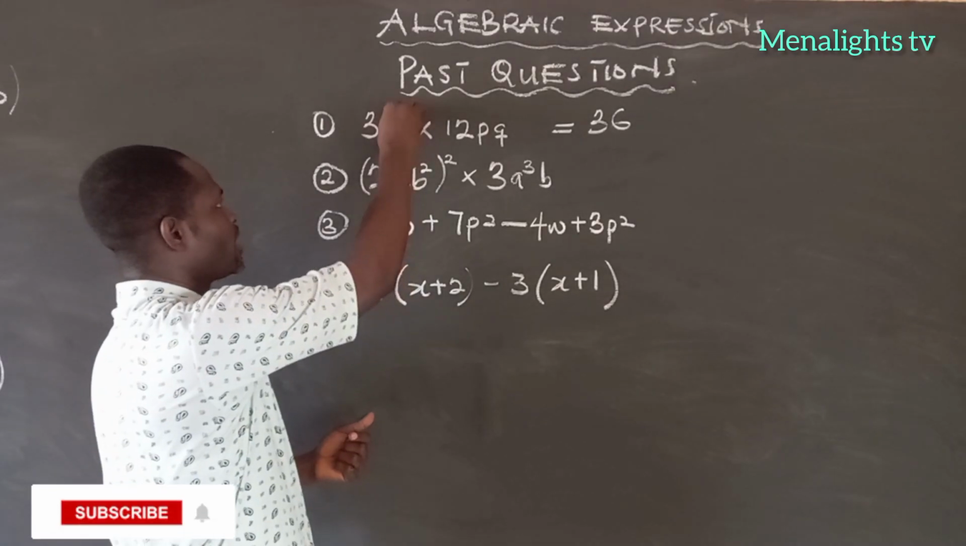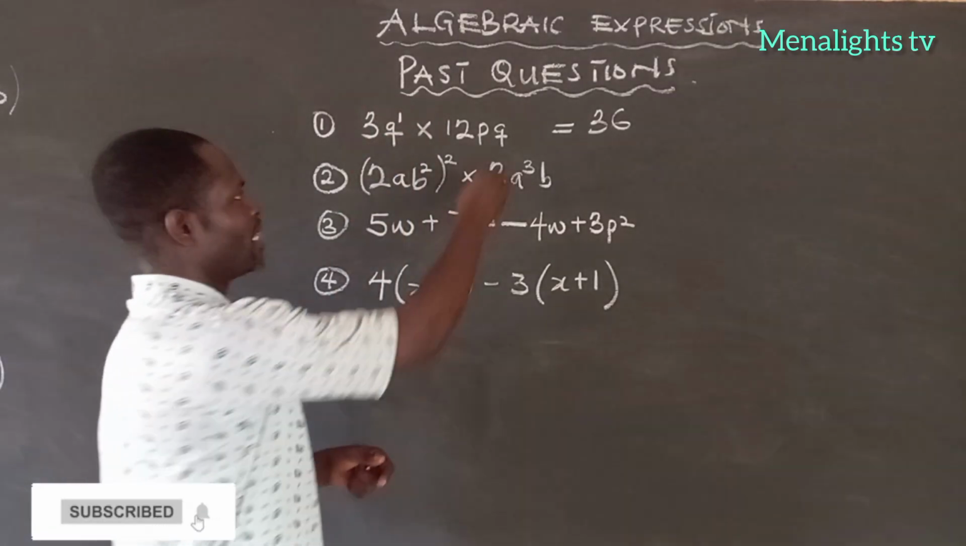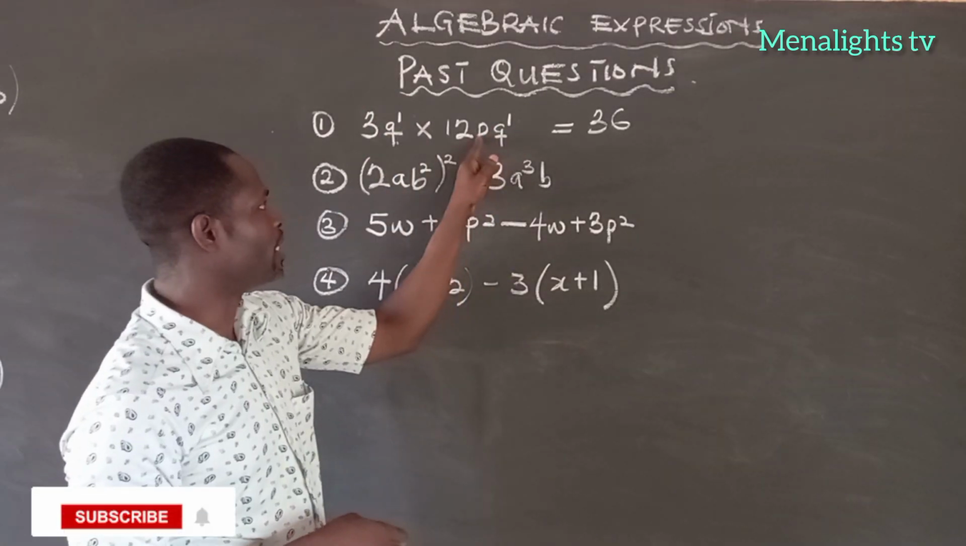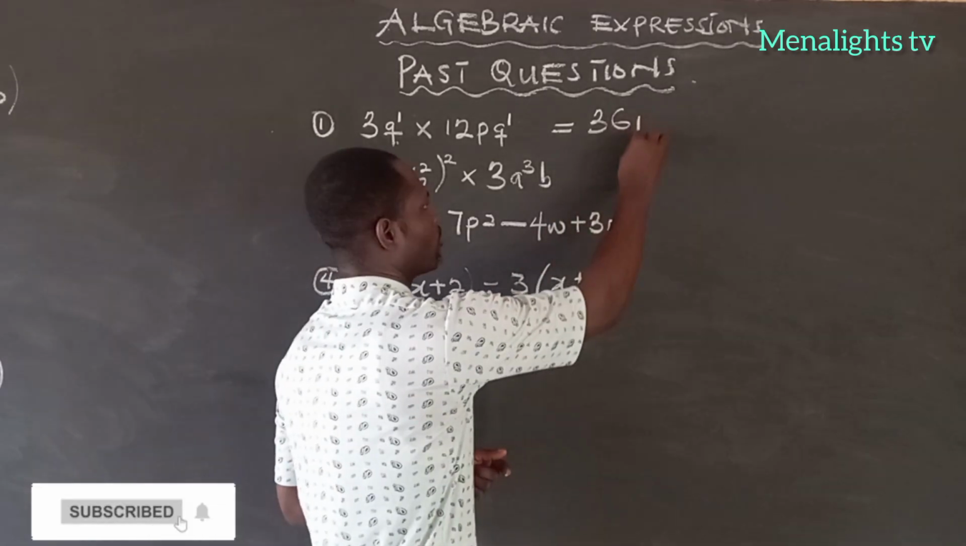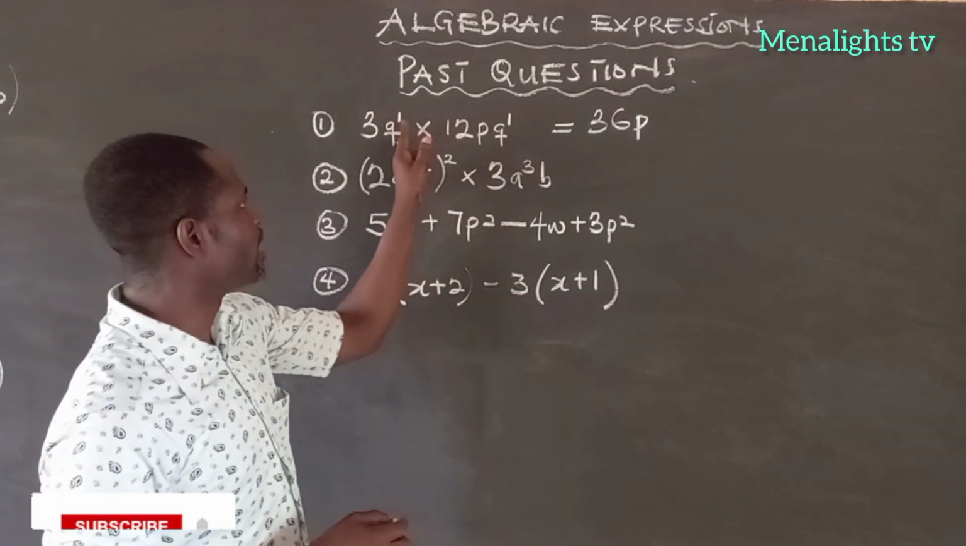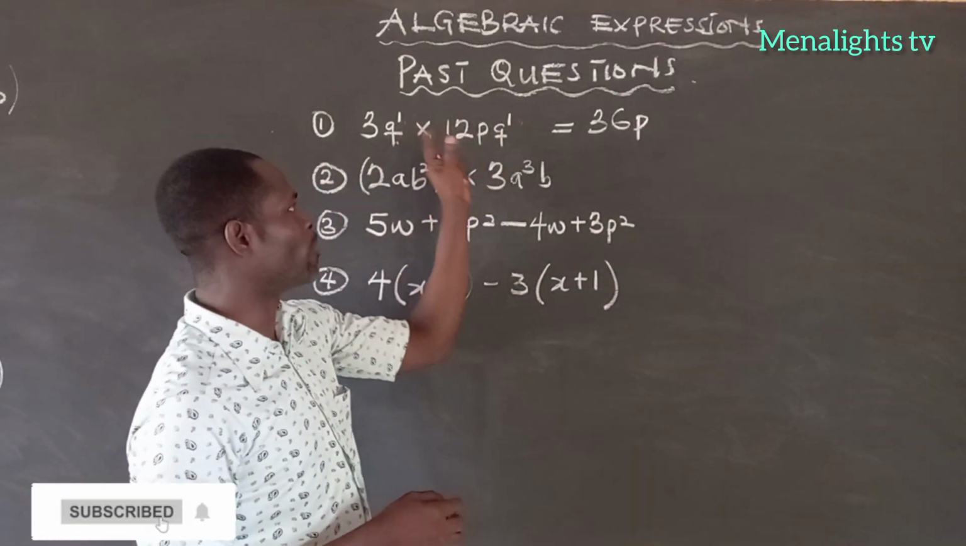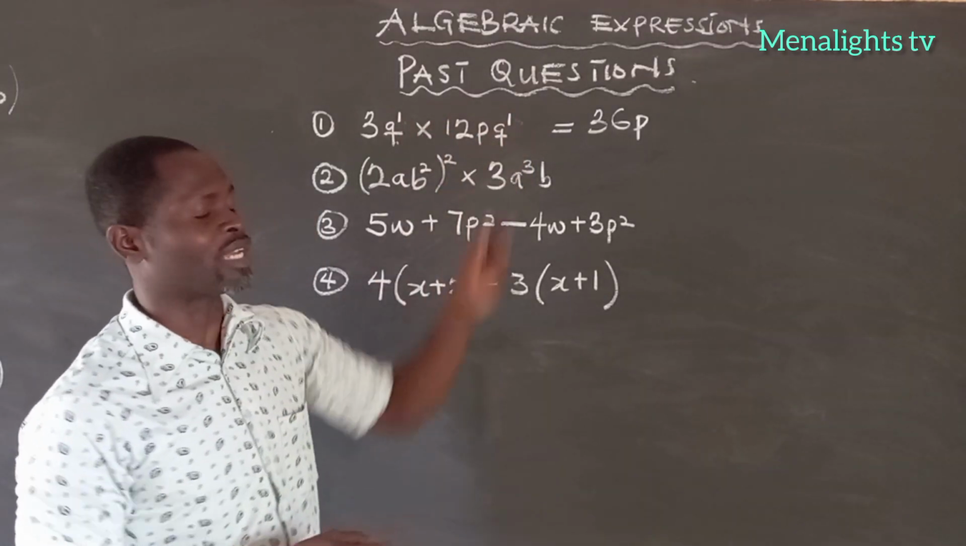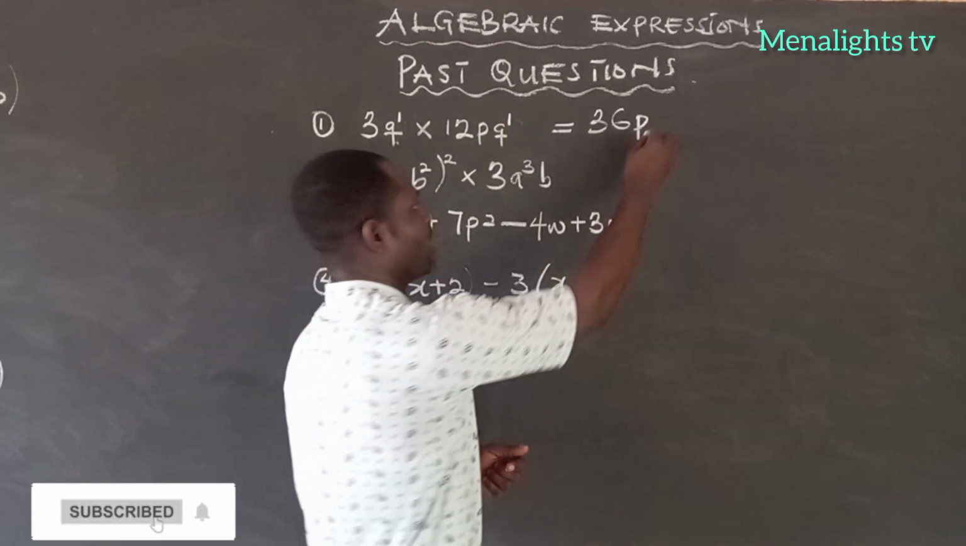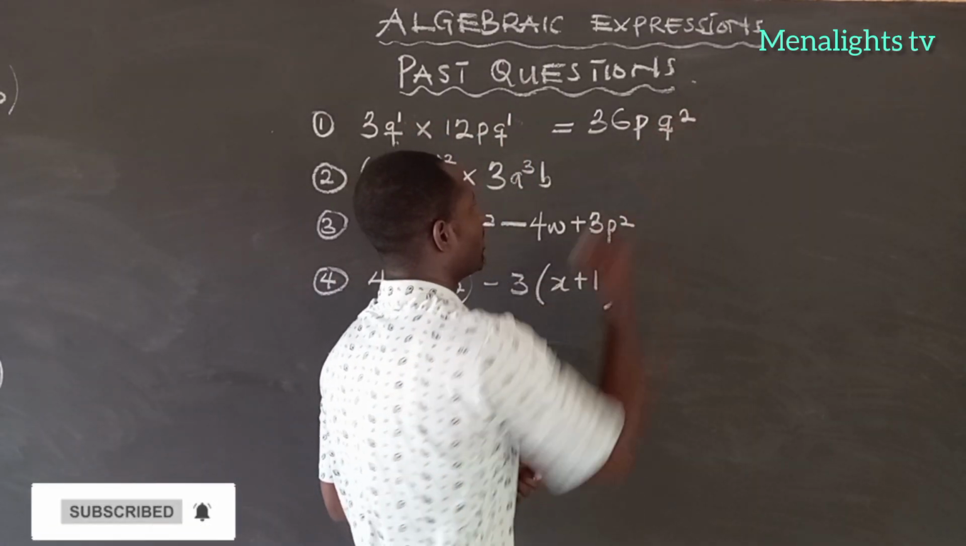So here this q is having 1, then another q here, and then the p is only 1. So we have p, then the q 1 plus 1. Since we are multiplying, we add the exponent. So 1 plus 1 will give us 2. So we have the q squared there.